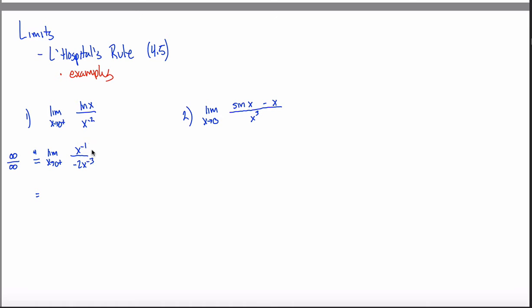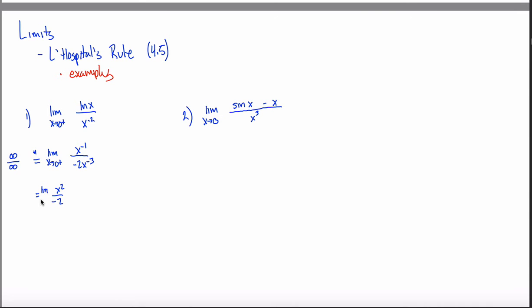So for example, if I multiply the top and the bottom of this fraction by x cubed, I would get x squared up top, and then just negative 2 down on the bottom. Right, x cubed and x cubed, this goes away, and x to the negative 1 times x to the 3 is x to the 2. Hopefully you can follow that.